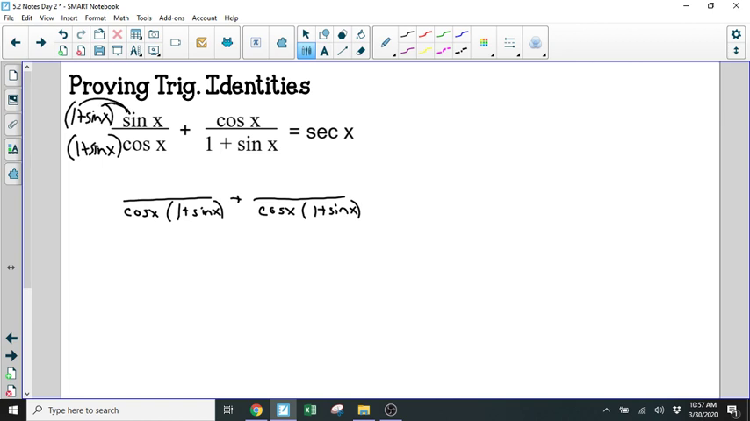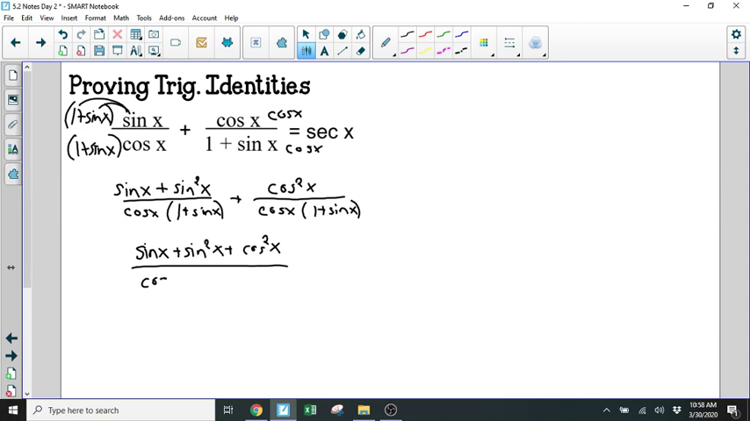As I distribute here, I'd have sine times 1 is sine of x, sine times sine is sine squared. And our second fraction is missing the cosine of x, so cosine times cosine gives me a cosine squared. And now I have a common denominator and can add straight across the top, straight across the bottom. Keep that common denominator.